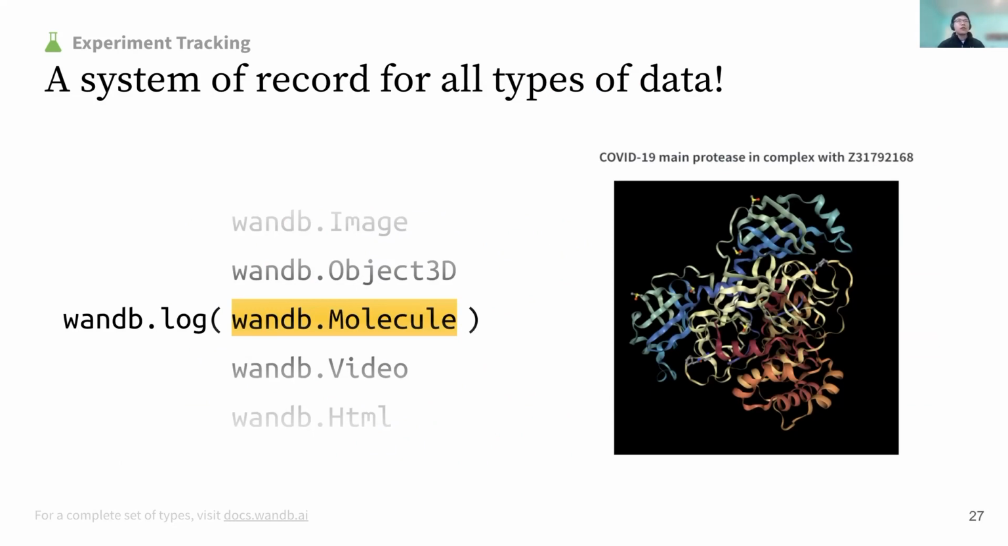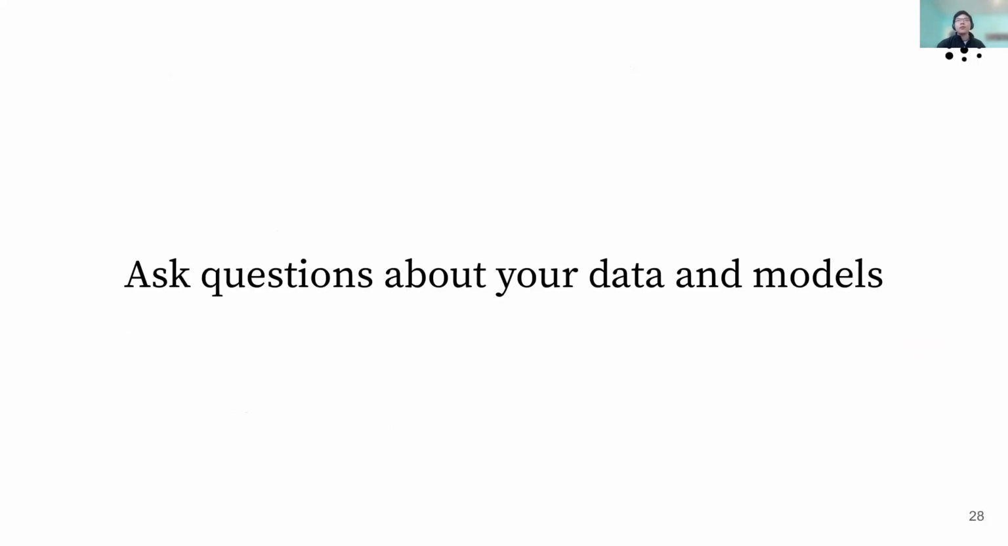At Weights and Biases, our goal is to support all of these types. For a full set of types, you can learn more about them at docs.wandb.ai. And if we're missing a type, then let us know. We're always looking to add support for new types. Cool. So we logged all this data.